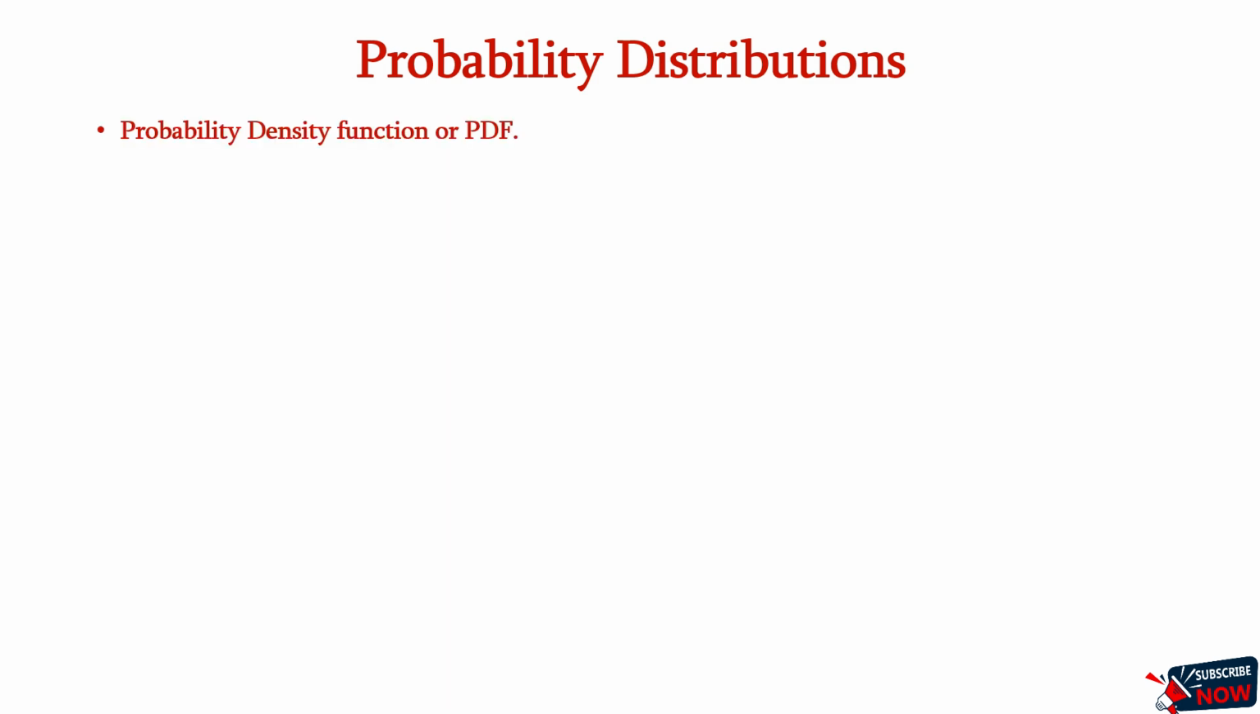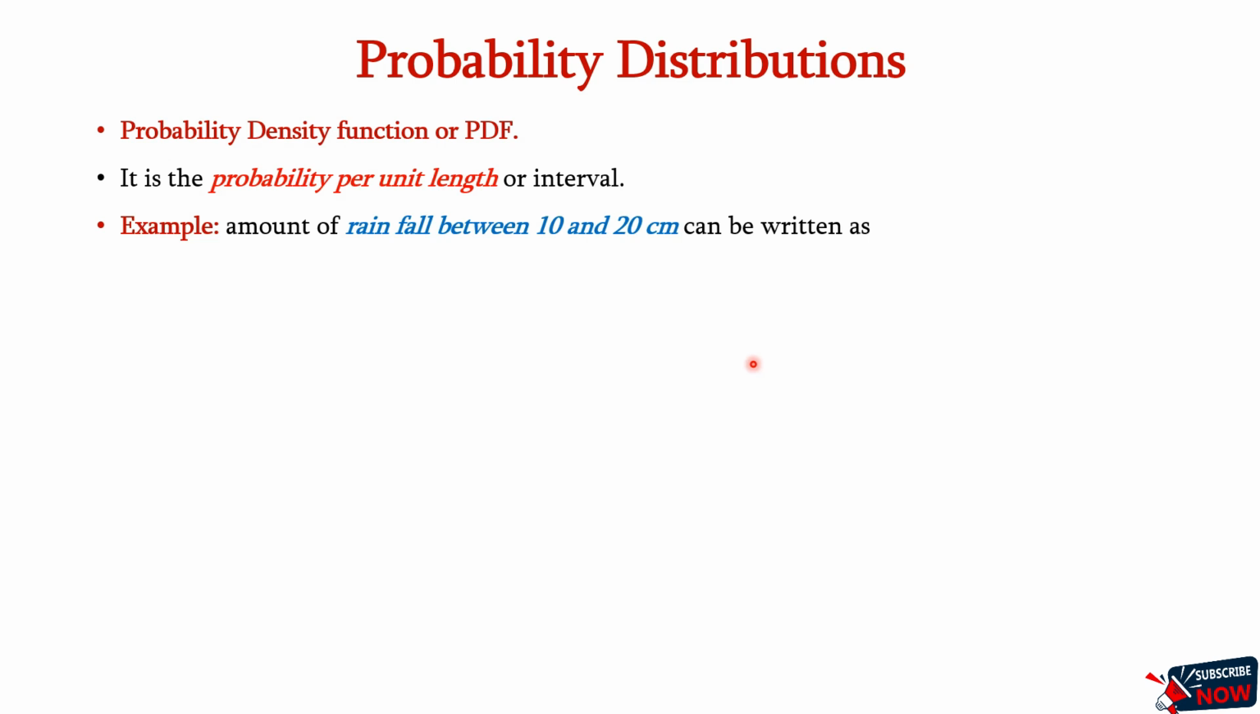Next, probability density function or PDF. It is the probability per unit length or interval. Let us consider as an example the amount of rainfall between 10 and 20 centimeters, which can be expressed as P(10 < R < 20) or P(10 ≤ R ≤ 20), where R is the amount of rainfall, which ranges between 10 and 20.